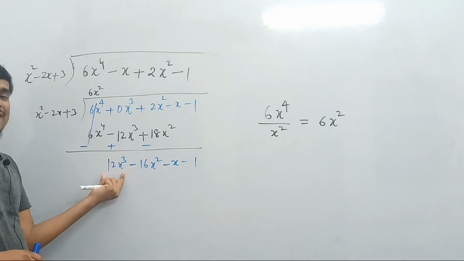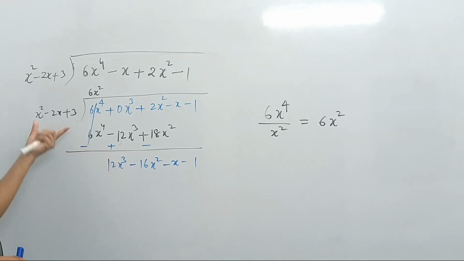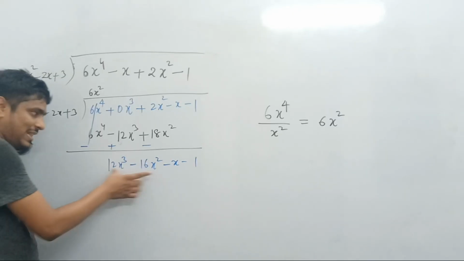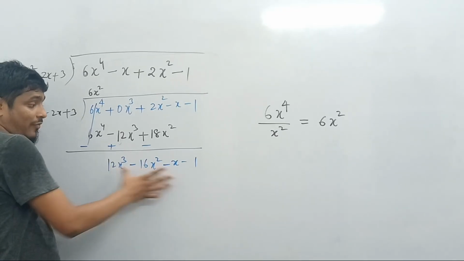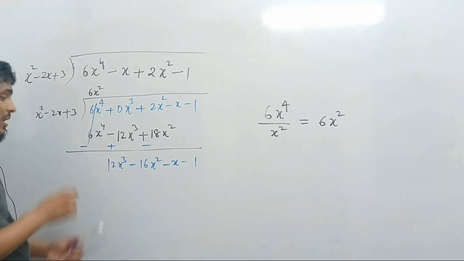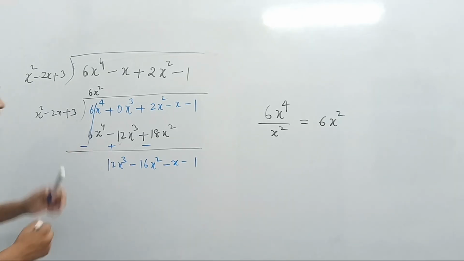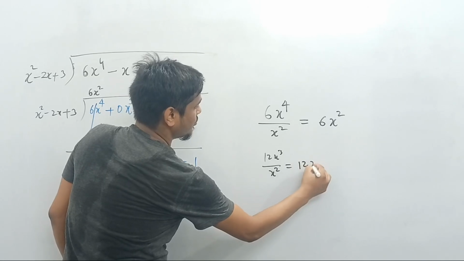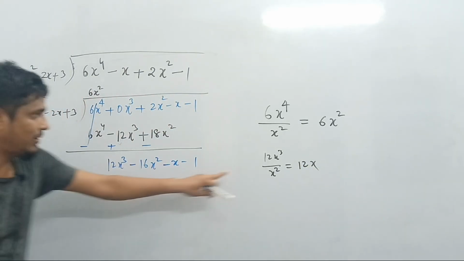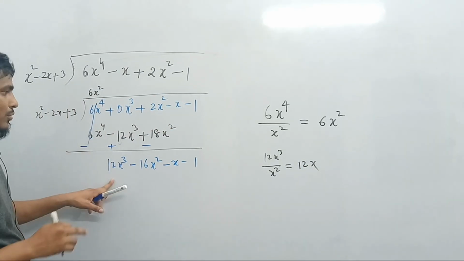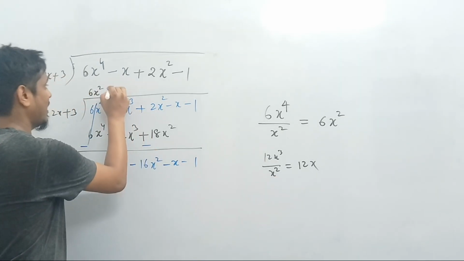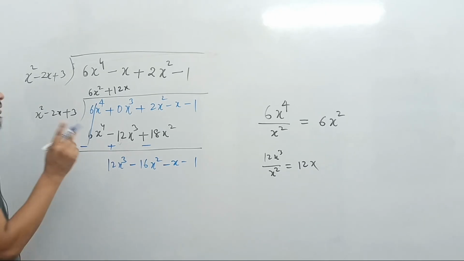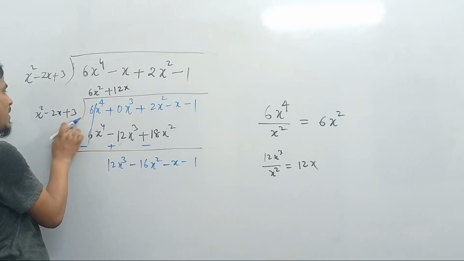Now this is the leading term and we are going to divide by the leading term of the divisor again. Once we divide 12x^3 by x^2, 12x^3 over x^2 is going to give us 12x. This is plus and this is also plus, so the result is plus. So we keep it as plus 12x. Now this plus 12x is going to multiply with all these terms.